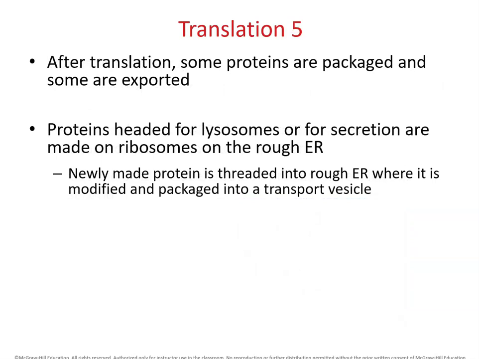After translation is done, after that amino acid sequence is finalized, there are still some steps that have to take place. Remember that the amino acid sequence is just the primary structure of the protein. We have to fold it with the alpha helixes and beta pleated sheets, and then into its three-dimensional structure. And those happen starting in the rough ER. So the newly made protein, that sequence of amino acids, gets sent to the rough ER where it's modified and packaged. It's put into a transport vesicle, kind of like a transport bubble.